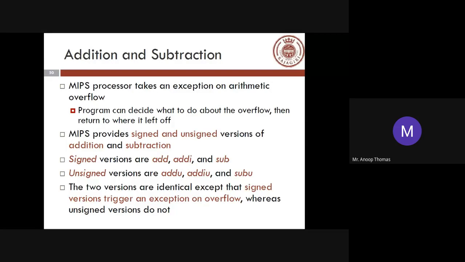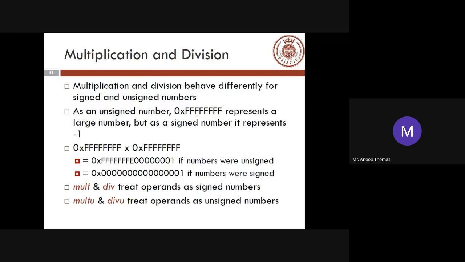Unsigned version is something which is forced upon you by using an extra U, whereas the signed version is the default version. Add is addition. Add I is addition immediate. You give immediate data and the register value, you add it and get the result. Sub is the usual default subtraction operation. So these are the two versions, and the only difference is in the signed version you have overflow, you have an exception which happens when you have an overflow. In an unsigned version, there is nothing called an overflow. That's the difference. Same goes for your multiplication.